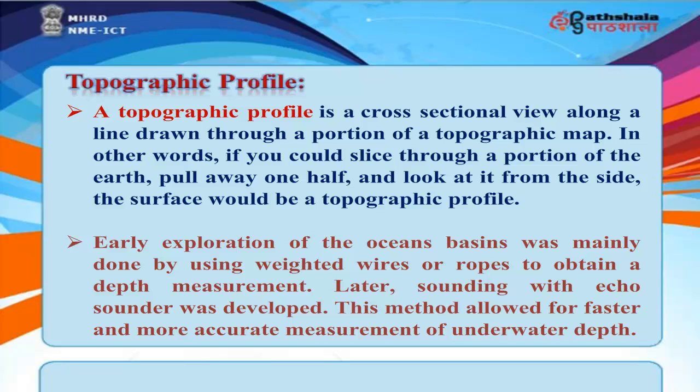Early exploration of the ocean's basins was mainly done by using weighted wires or ropes to obtain a depth measurement. Later, sounding with echo sounder was developed. This method allowed for faster and more accurate measurement of underwater depth.